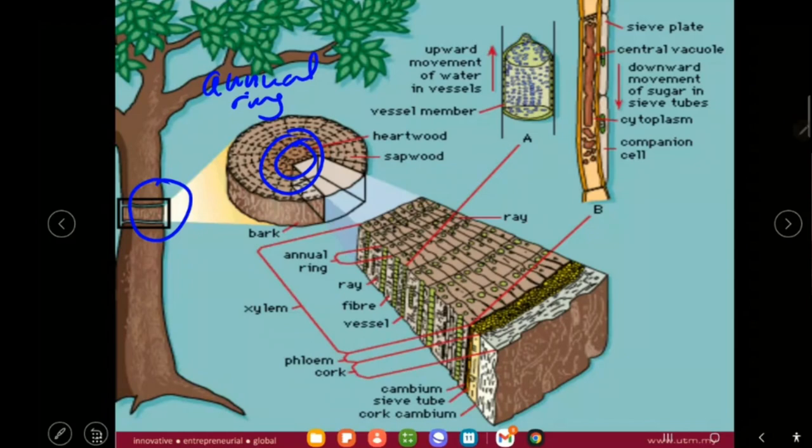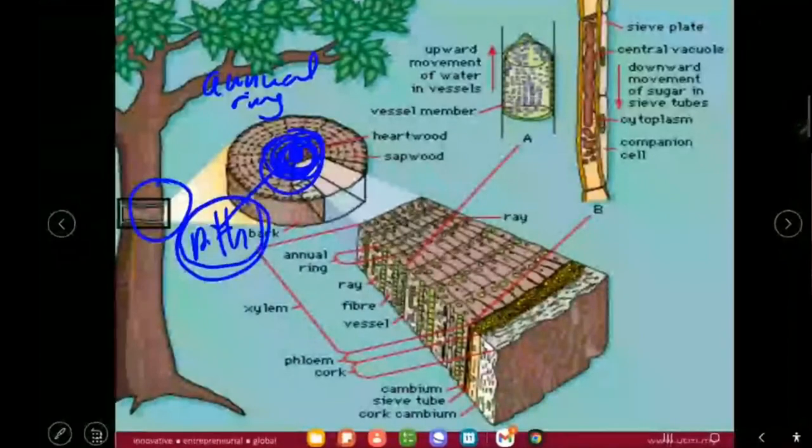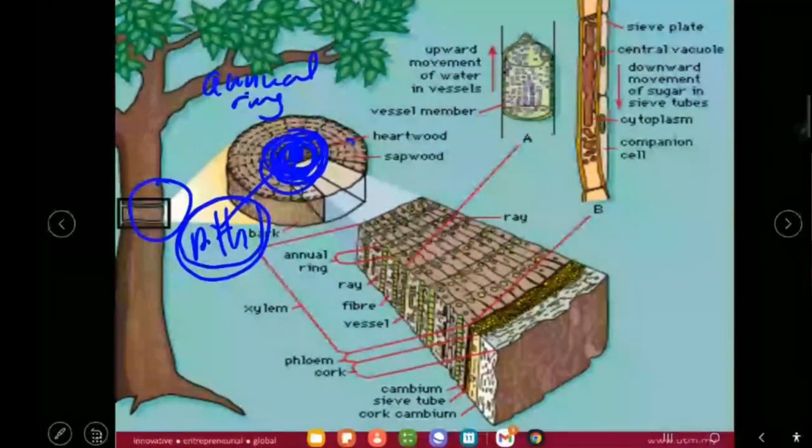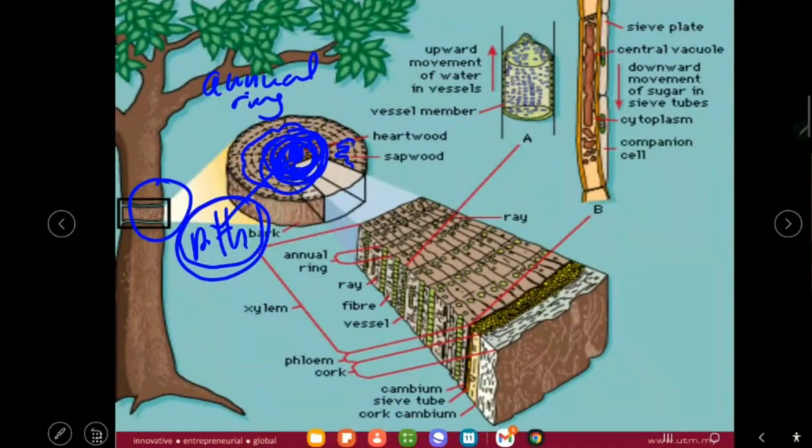Inside here, in this darker color, we call this region heartwood. This heartwood is in the middle. In the middle, we have a place which is called pith. This pith is like our vertebrata, our backbone. The wood located close to this backbone is what we call heartwood. And then at the outer section, we have sapwood. And the skin of the tree is what we call bark, the skin of the tree.